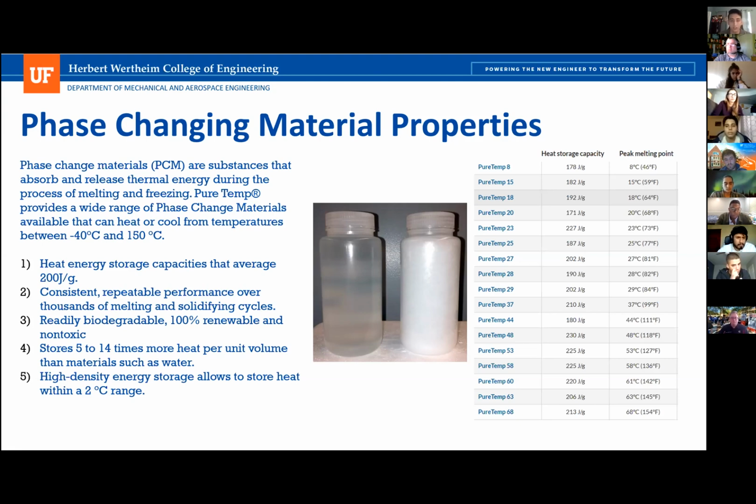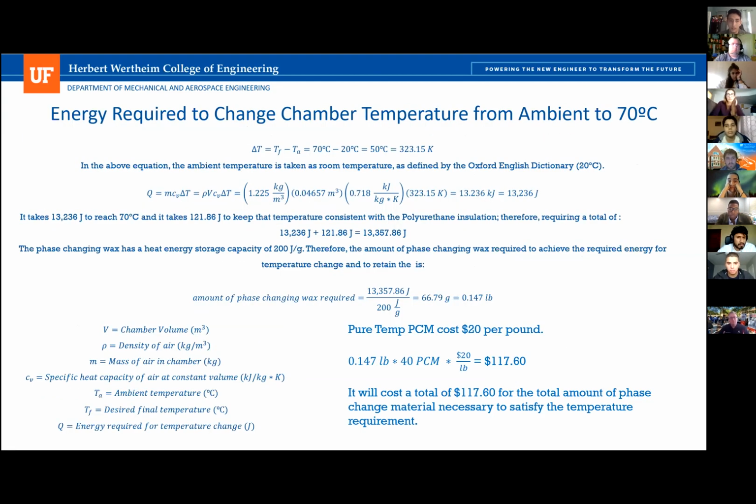And on the left, you'll see the PCM in its liquid stage and in its solid phase. And then the chart shows the list of heat storage capacities and peak melting points. Go ahead.